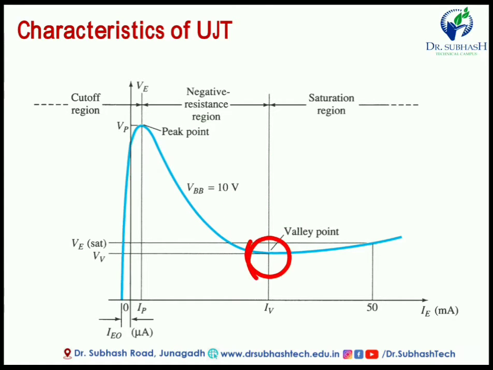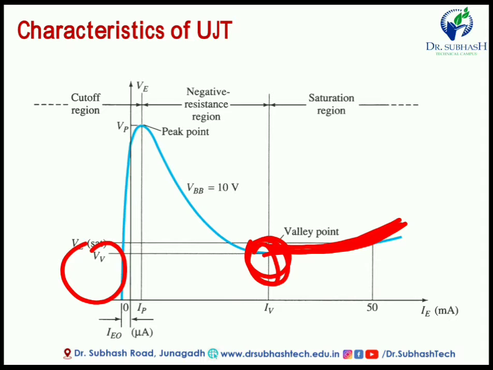After this point, the valley point, both voltage and current are increased. This is the valley point. After the valley point the saturation region occurs, and in this region the UJT becomes on. After the valley point, or valley voltage, this is VV.